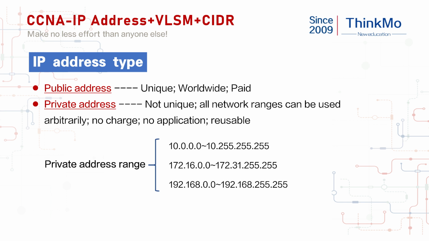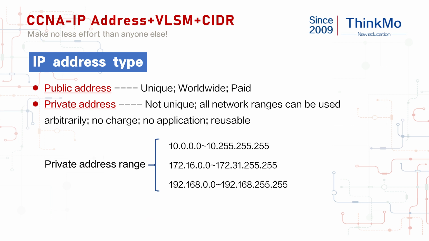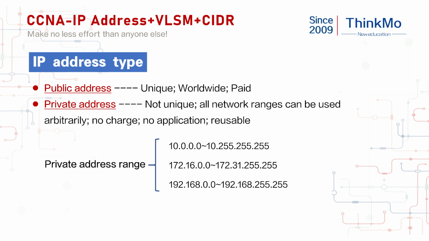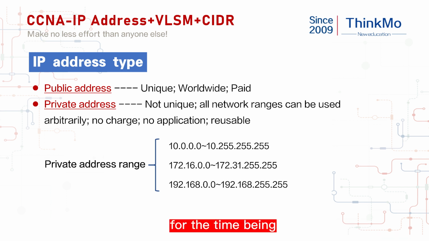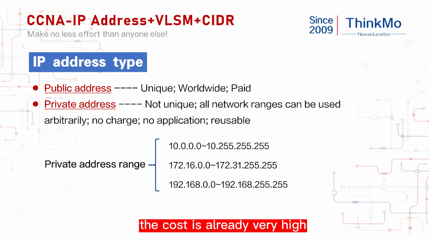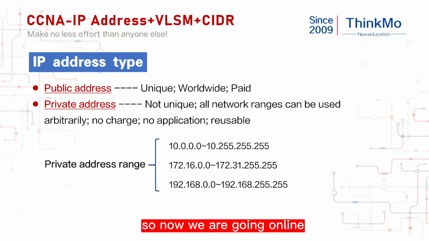So we will know that, due to too few addresses, it is impossible to guarantee that every device in the world, every interface, uses a public address. Definitely not enough. Suppose your company has 100 people and needs to apply for 100 public addresses. For the time being, let's not say whether the addresses are enough or not. The cost is already very high, because it costs money.